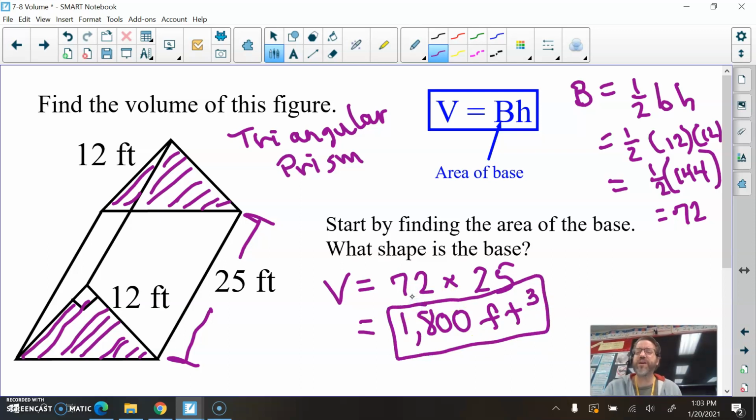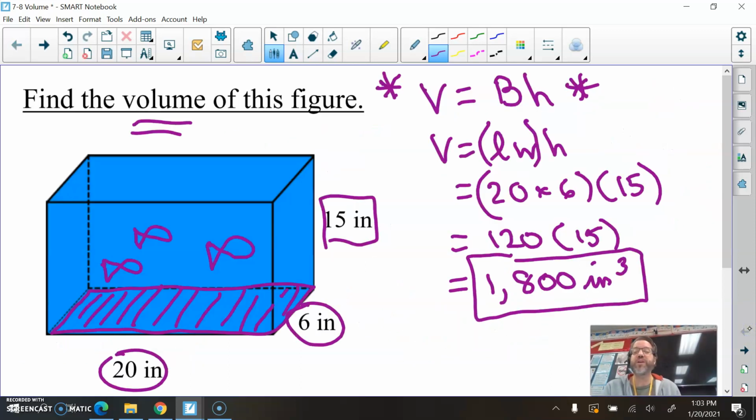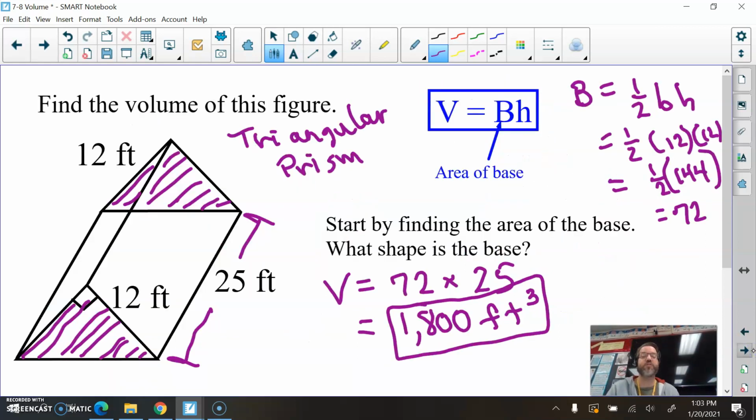Wasn't our last one 1,800 also? Weird. 1,800 cubic inches there. Here we have 1,800 cubic feet. Don't get excited about that. That's just a coincidence that these two examples had the same answer. All right, so volume equals area of the base times the height. You can see why this formula is so important when the base happens to be a shape other than a rectangle.